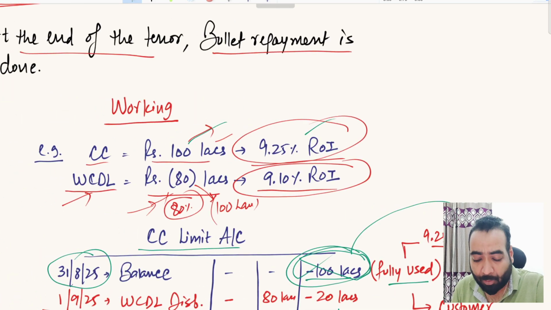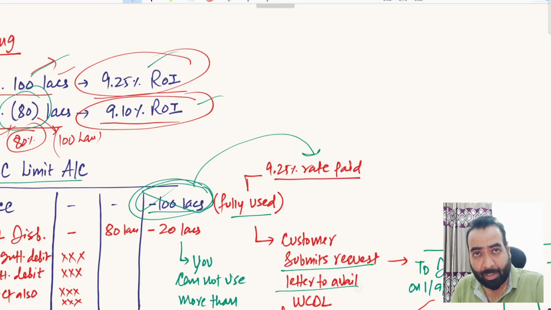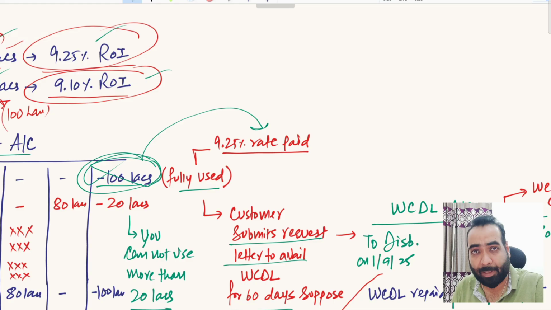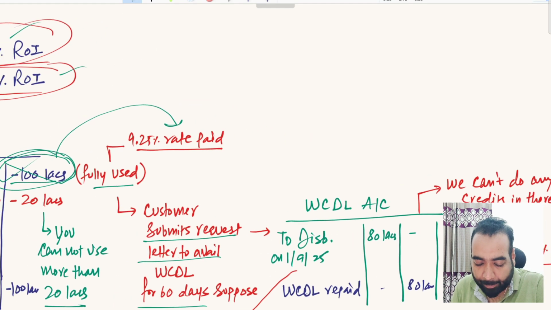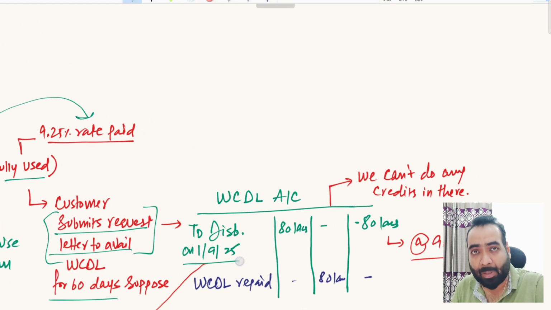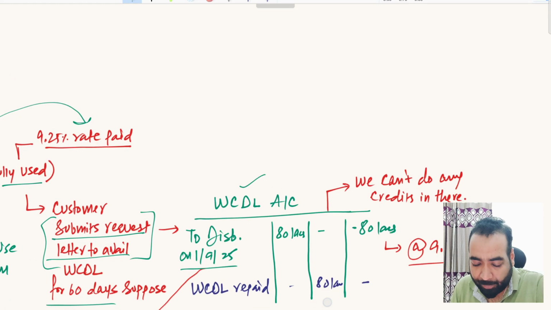So the bank has now allowed you an 80 lakh rupees facility at 9.1% ROI. Now what will you do? You will submit a request letter sharing your intention, asking your bank to give you a WCDL facility of rupees 80 lakh, right? Suppose you are asking for a 60 days tenure. On receipt of your request letter, the bank will take 1 day to process, and suppose on 1st September 2025 the bank has processed your request and opened a separate WCDL account in which the bank has given you 80 lakh rupees worth of loan.